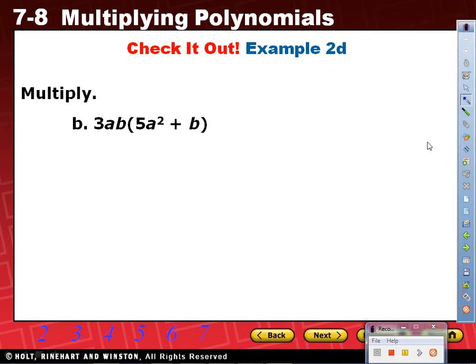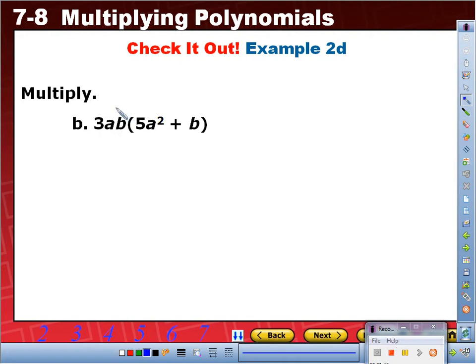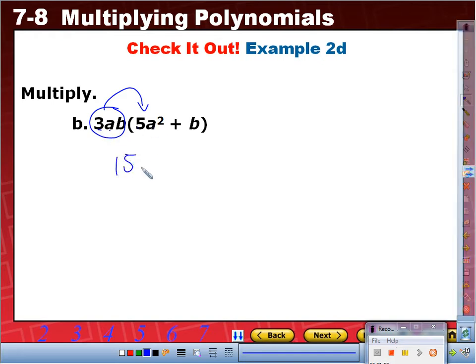Okay, here we go. The first factor is 3ab. We're going to multiply times each term. Is that correct? 3 times 5, that's 15. A times a squared, that's a to the third. Do I have any b's here? So I just carry that b and I write it there.